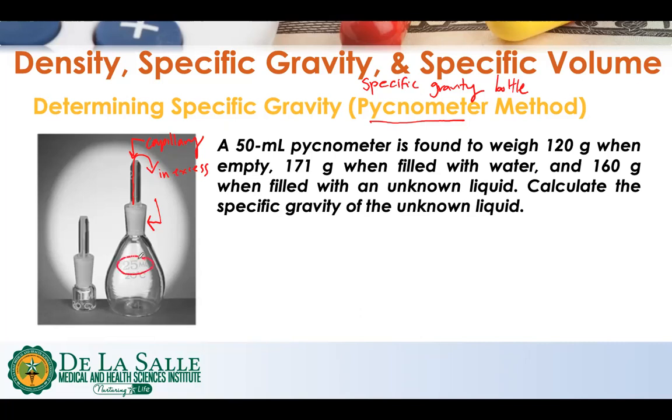And you can find the capacity of the pycnometer on the bottle itself. Now, what does that capacity mean? The volume that is stated on the bottle basically states that the bottle, once completely filled to the brim, will contain this volume. So, how do we perform the pycnometer method? It's actually very simple. First, you determine the weight of the empty pycnometer.